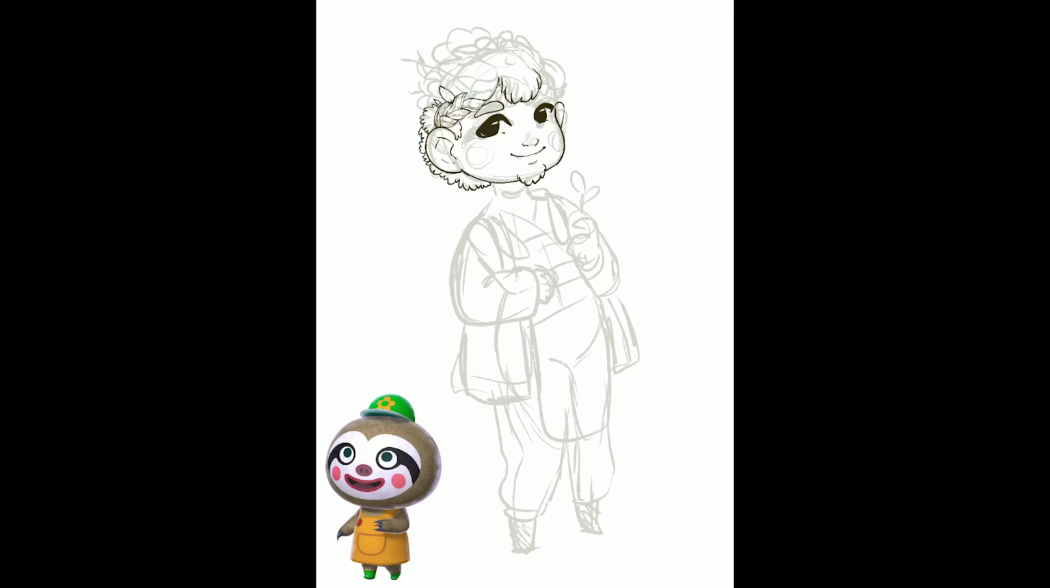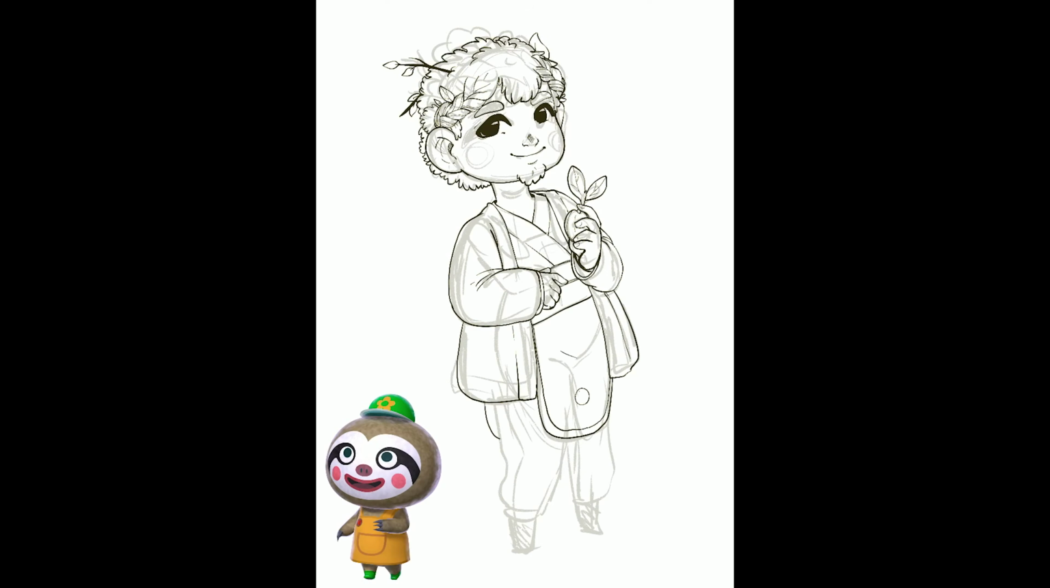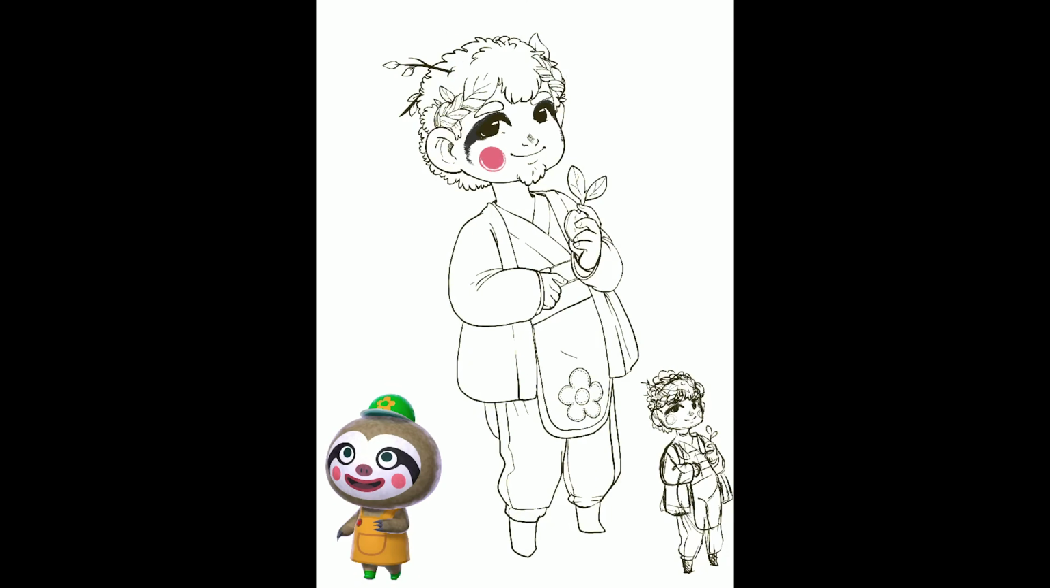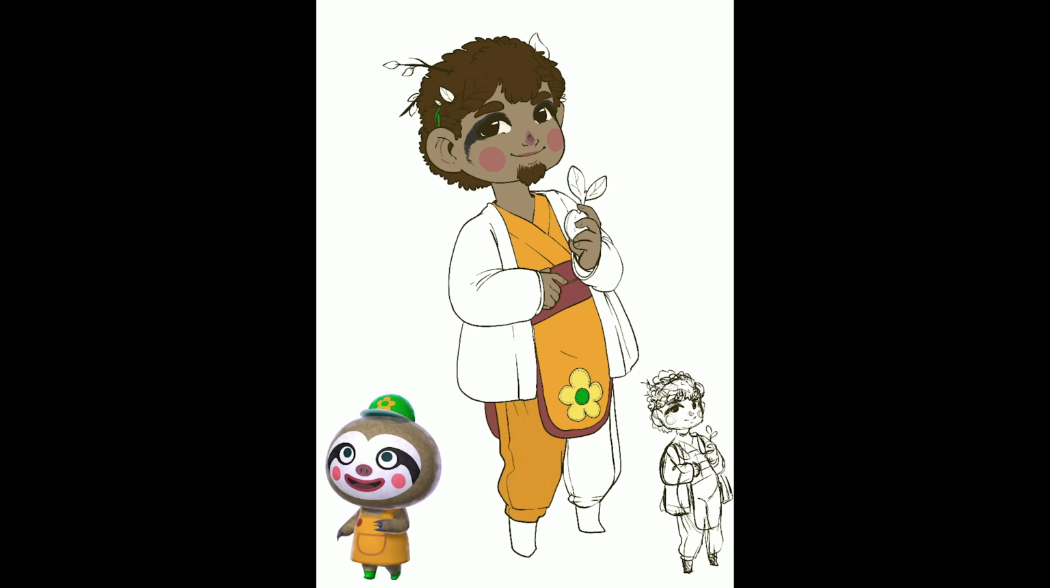Next up is Leaf, who is possibly my personal favourite class that's in D&D, and that is Druid. Leaf is normally a sloth character who visits your town and helps you plant flowers and shrubberies and stuff like that. And in Animal Crossing New Leaf, when I first met him, he had a shop that you could go and buy flowers from and stuff like that.